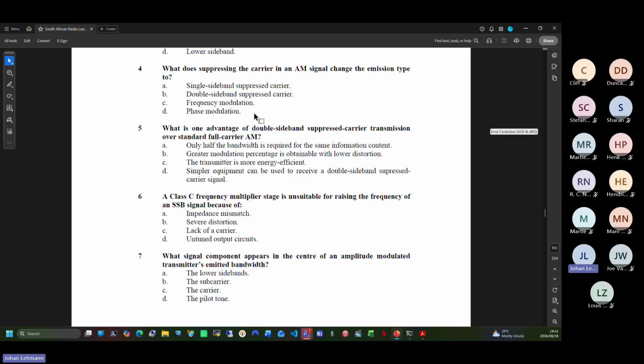More energy efficient, yes. A Class C frequency amplifier stage is unsuitable for raising the frequency of an SSB signal because of? I think it's distortion, isn't it? Distortion, yes. What is a Class C amplifier? A Class C amplifier is effectively a switch, and a switch is not a very good amplifier for amplitude modulated signals. So it is distortion, yes.